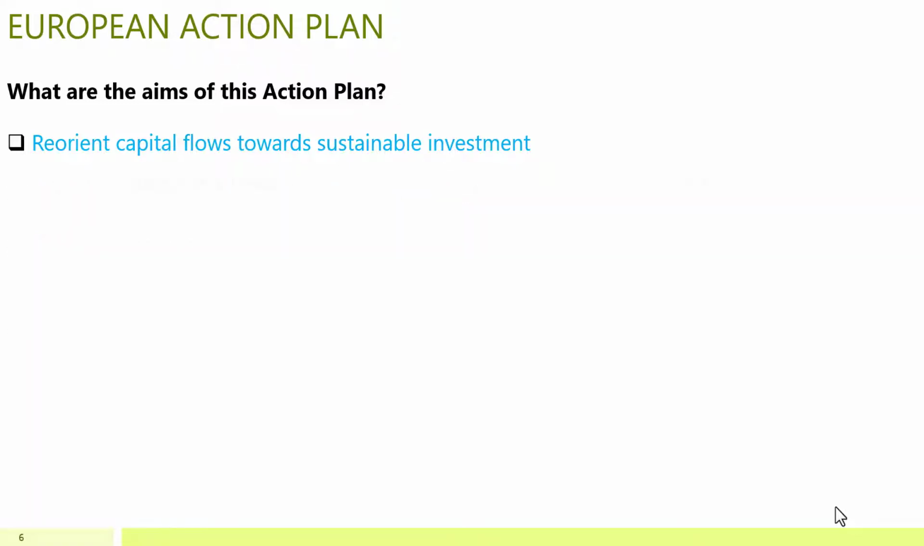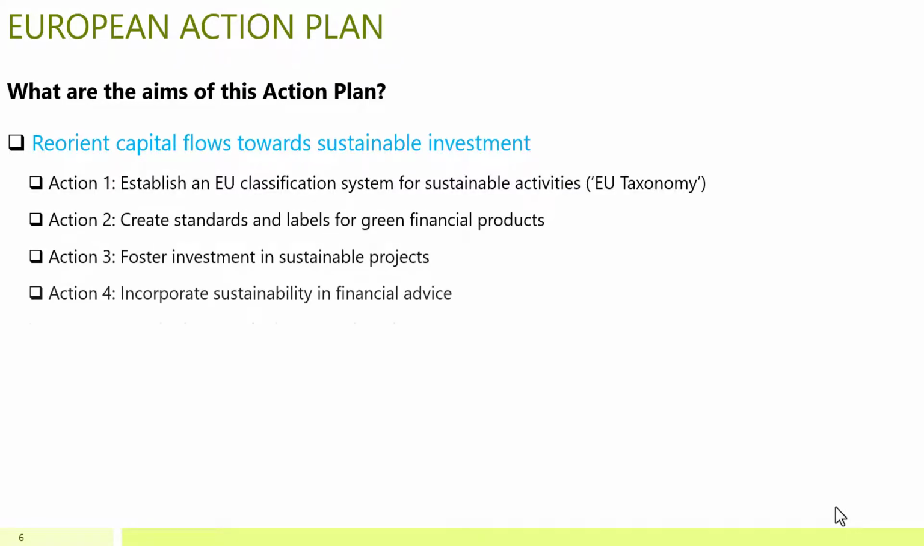So for the first one, we have 5 different actions. The first one is probably the most important one, or the one that you might have heard of. It's about the EU taxonomy, which is a classification system for sustainable activities. The other actions also go in this direction. So what they want to do is create standards and labels for green finance products.